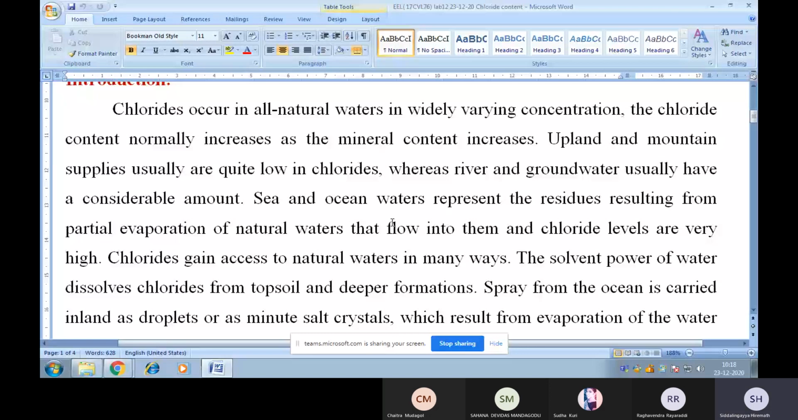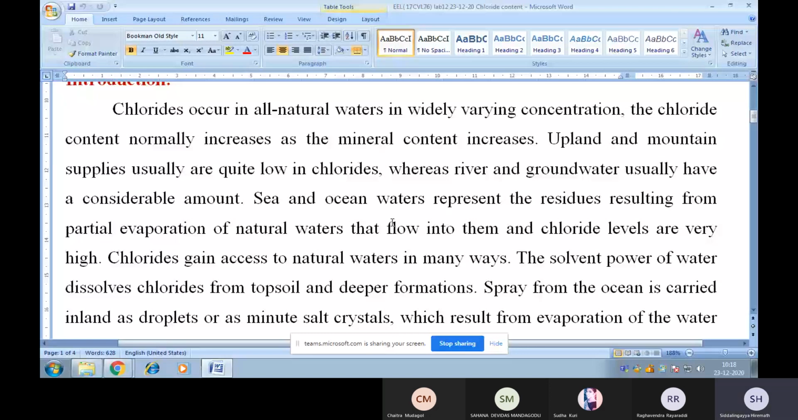Now, come to the aim of today's experiment. Our aim is to determine the chloride content of the given sample of water. And what are the apparatus required for the determination? Here we require burette, measuring cylinder, conical flask, wash bottle, etc. As we did for other titration experiments, we require these apparatus. So this is the burette with stand, this is the measuring cylinder, conical flask, this is the wash bottle.